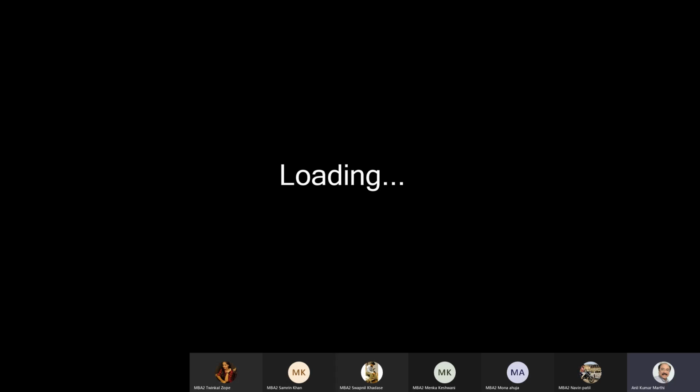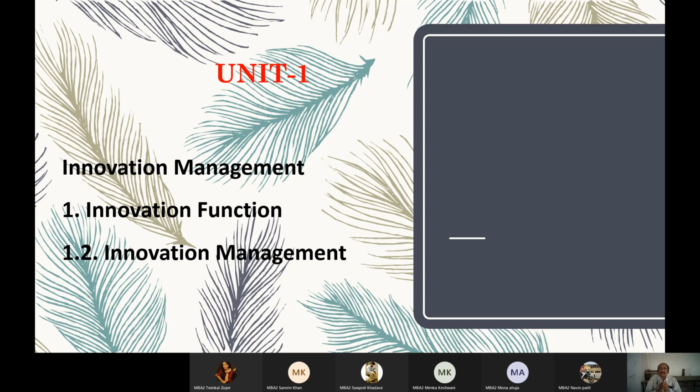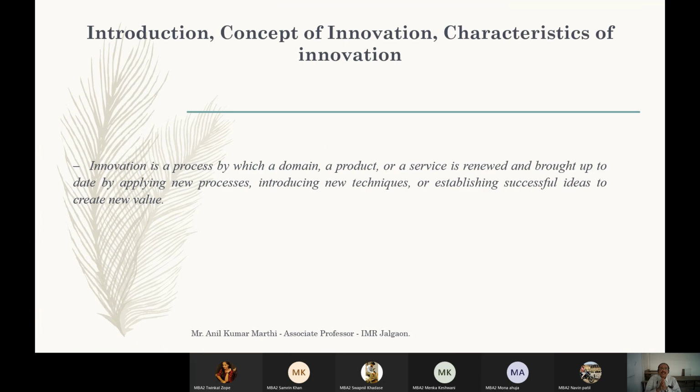So I may be probably focusing on innovation function, then the characteristics of innovation and all that stuff. So shall we proceed? I'll be handling innovation management for you. Let us see about the first topic, the definition of innovation, which is something like this.